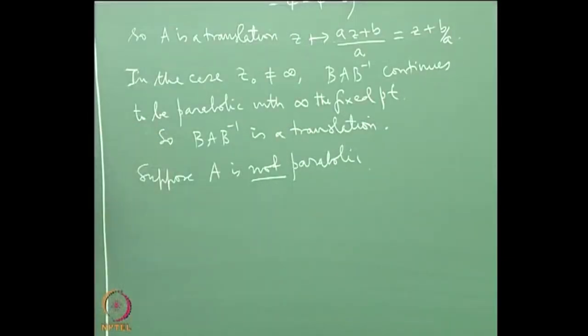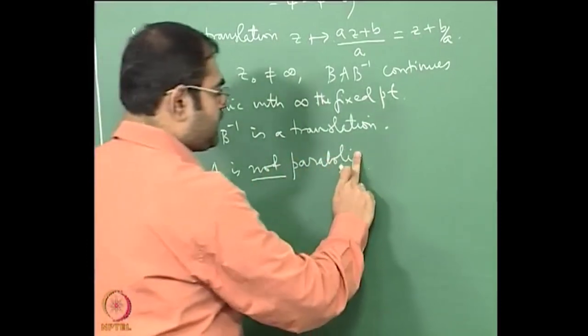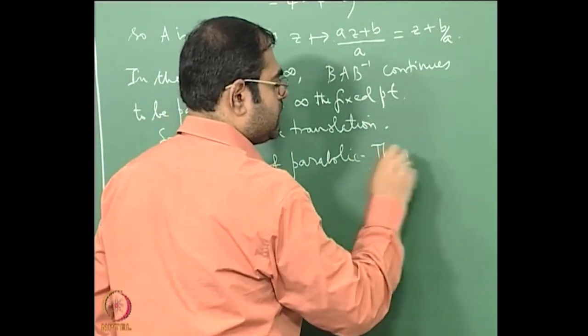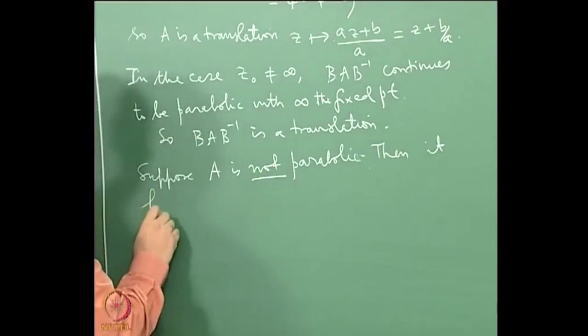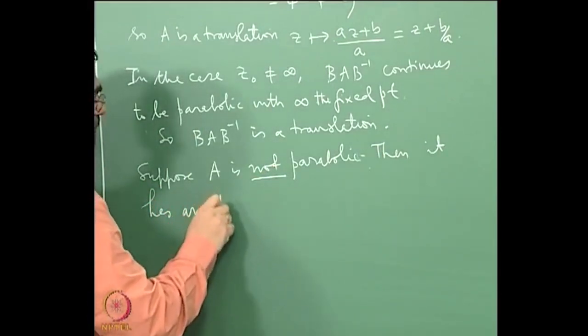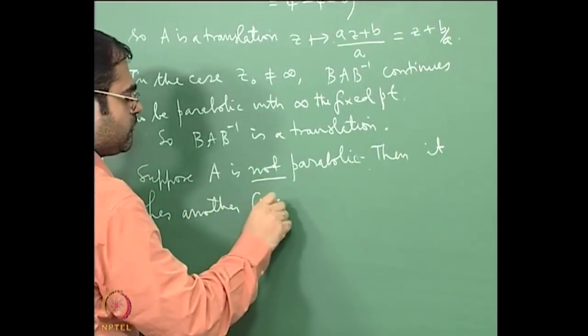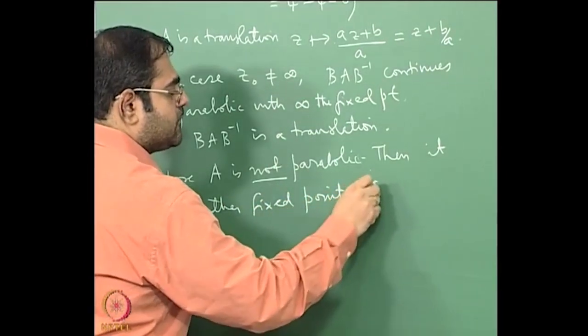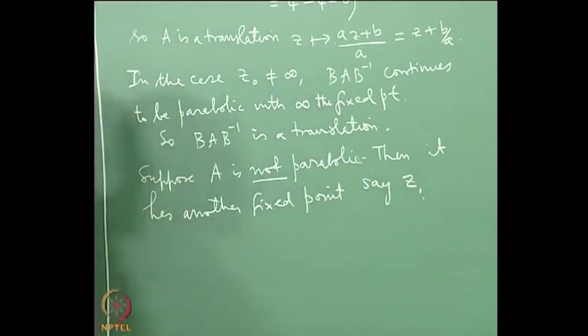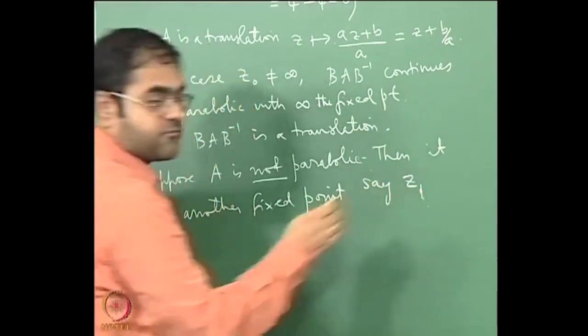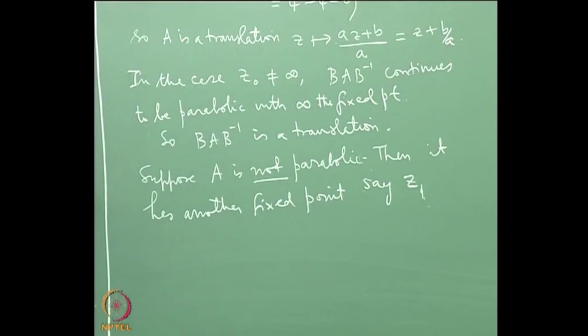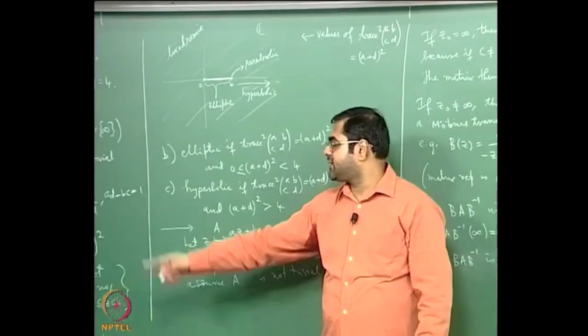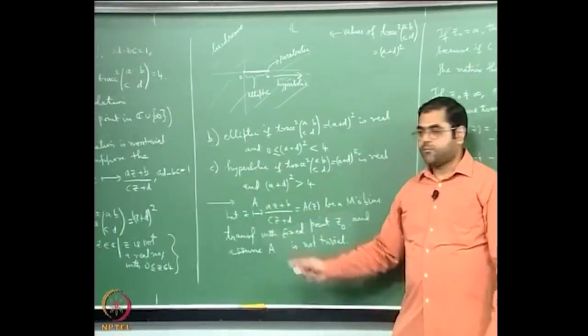So then it will have another fixed point, okay. Then it has another fixed point, say Z1, okay. So Z1 is another fixed point for A, okay. So that means we are now in these remaining cases. So A has to be either loxodromic or elliptic or hyperbolic, okay.